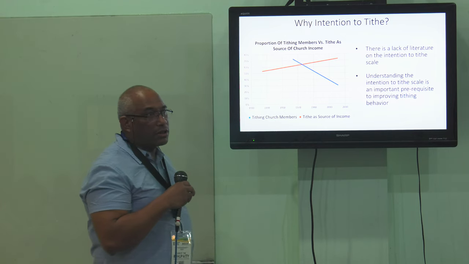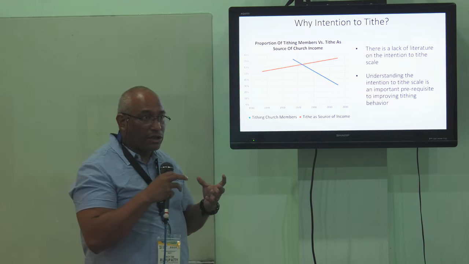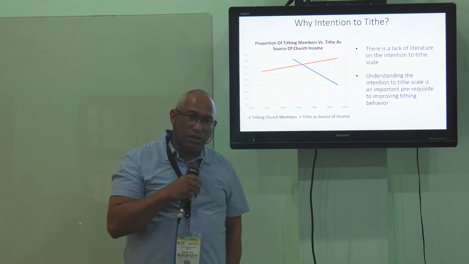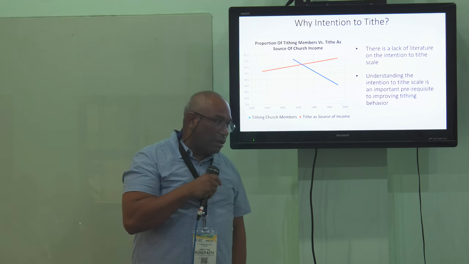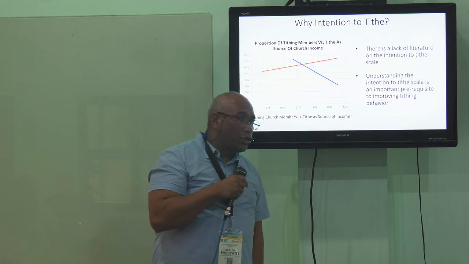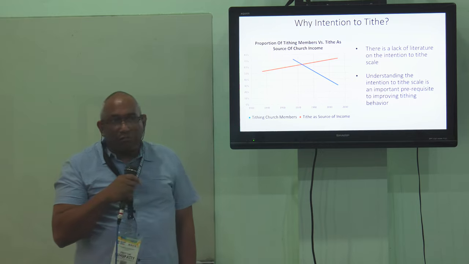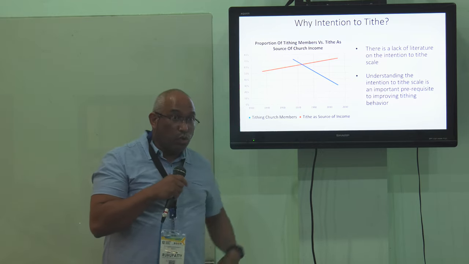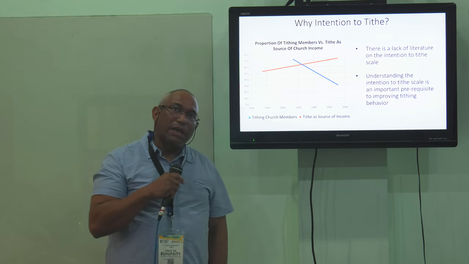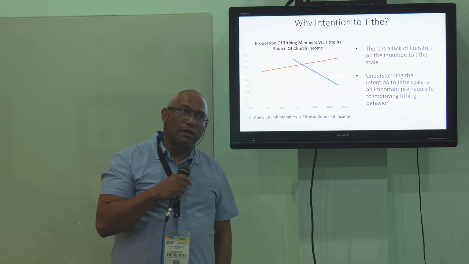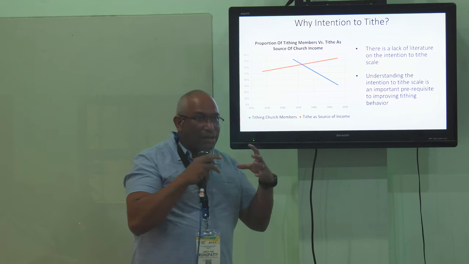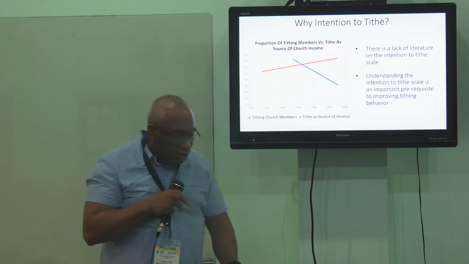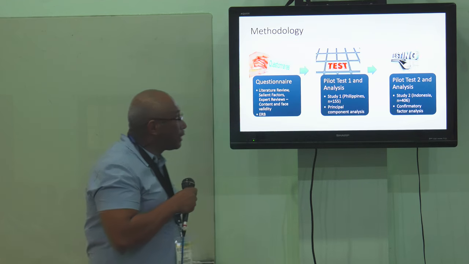So far, we looked into the literature. There is a lack of literature that looks into the dimensions of tithing intention. There is one study on intention to donate. It is unidimensional. There are only two question items in relation to intention. It's unidimensional, and I don't think it captures enough the dimensions of intention to tithe. And so because of that, we went on and developed this.